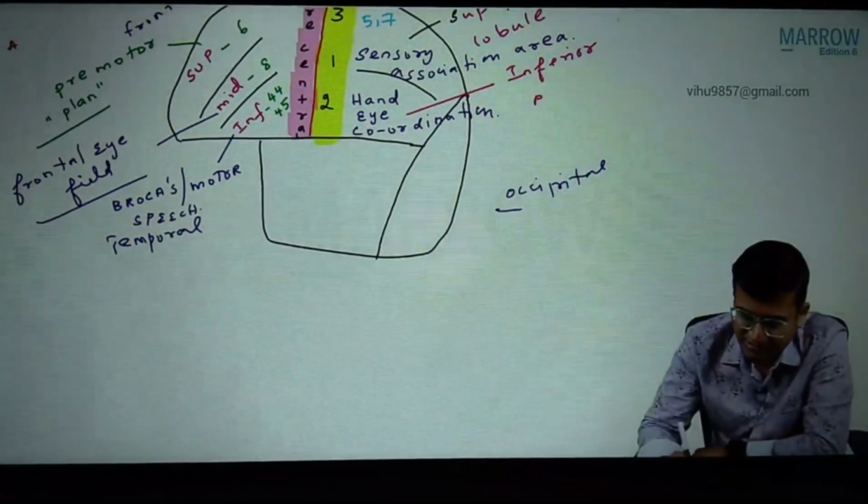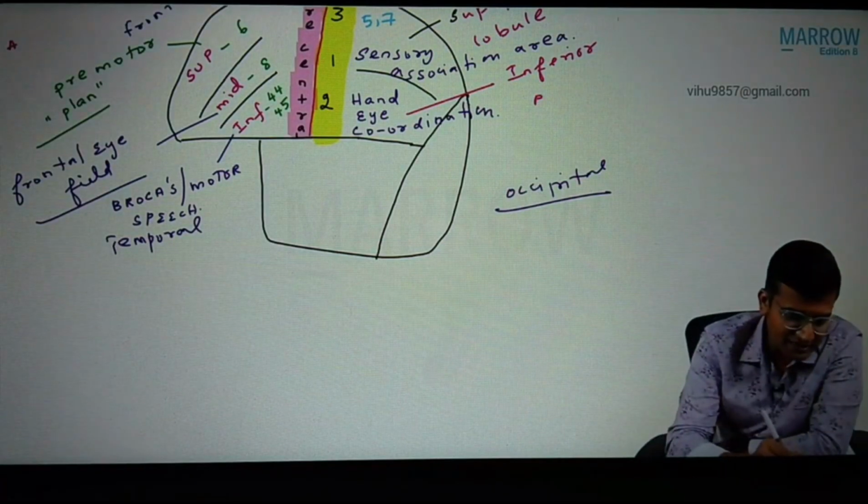inferior parietal lobule. The same question was given in 2021 INI-CET exam. There they asked, hand-eye coordination is a function of frontal lobe, parietal lobe, temporal lobe, or occipital lobe. The answer was parietal lobe. So 2 times we got this question about hand-eye coordination. Inferior parietal lobule.